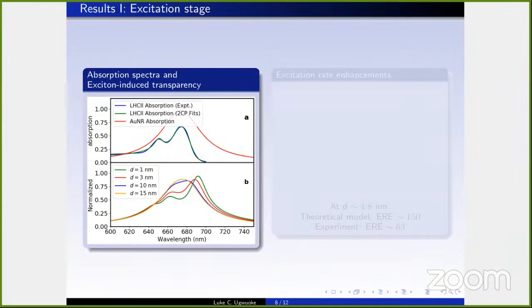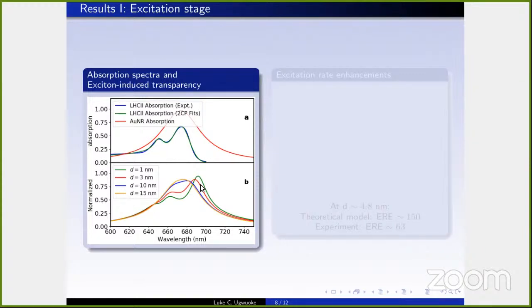So our major result looks as follows. In the excitation stage, when the system is not coupled, so you have the uncoupled system, the nanorod is on its own and not interacting with the light harvesting complex, you can easily see a very good overlap between the peak of the plasmon spectrum and the peaks of the molecular spectrum, as you can see here. And also our analytical model of the molecular polarizability agrees well with the experimental data.